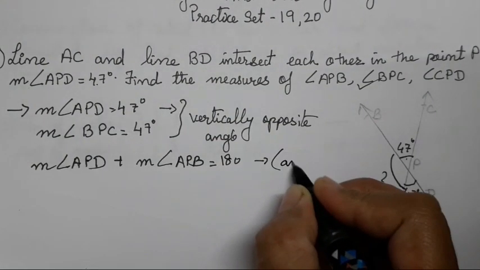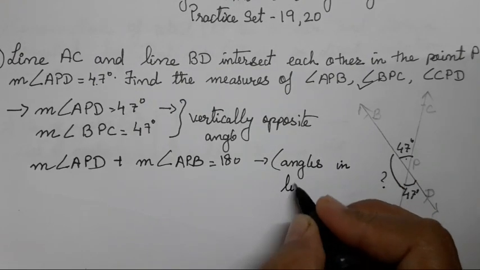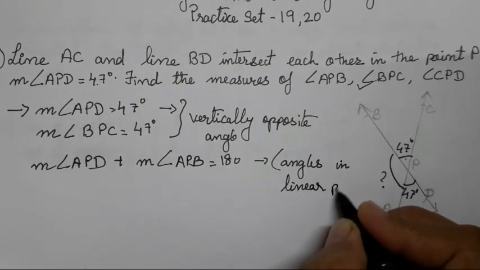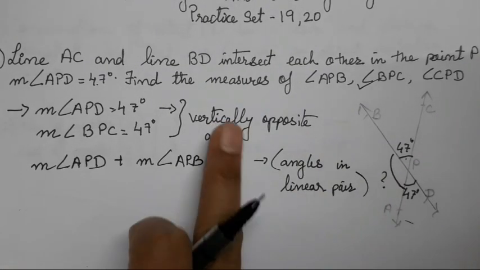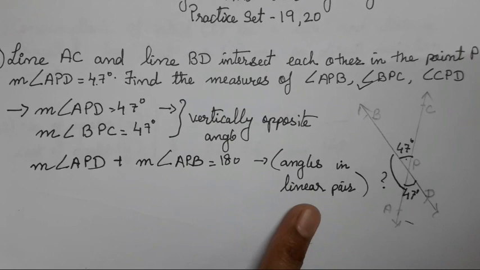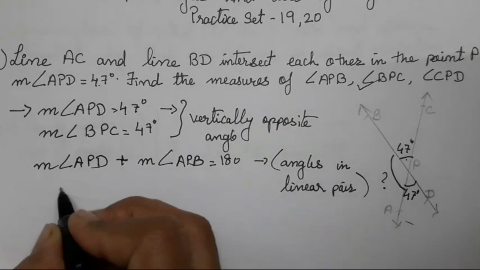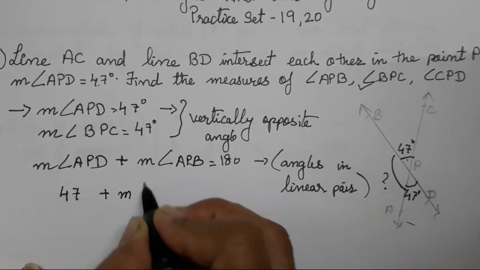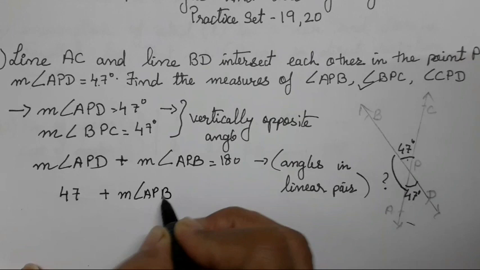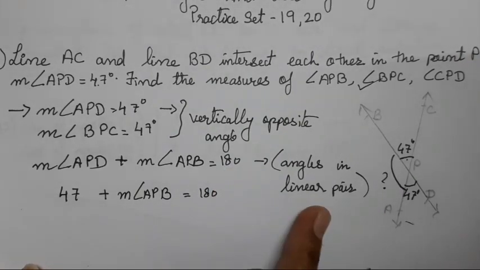Now you all have to give the reasons. Angles in linear pair. You all have to write the reasons. It is very important. Vertically opposite angles थे, इसीलिए हमने vertically opposite लिखा. Angles in linear pair हमने find कर लिए. Now इसमें से हमारे पास है APD which is 47 degree plus measure of angle APB हमें अभी मिलने वाला है, 180 already है because it's a linear pair.